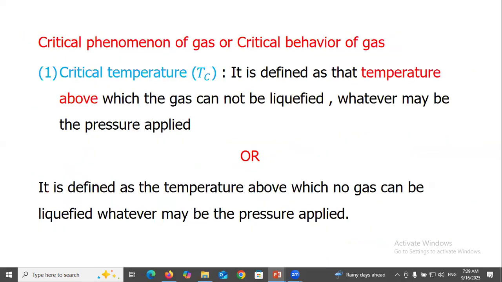Okay, that's all about critical phenomenon of gas, or critical behavior of gas.